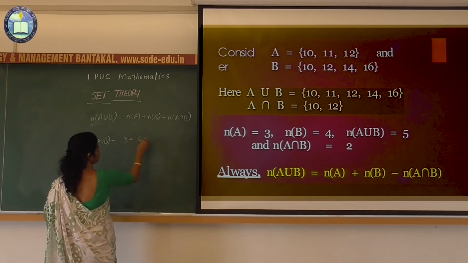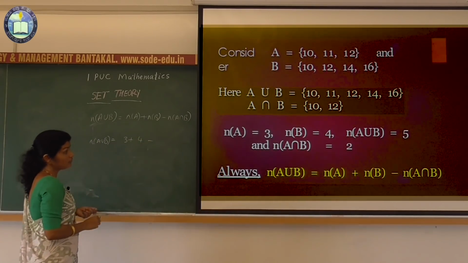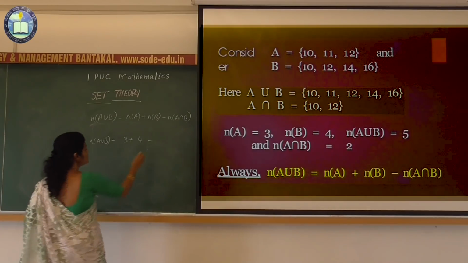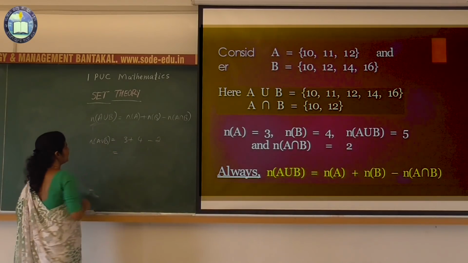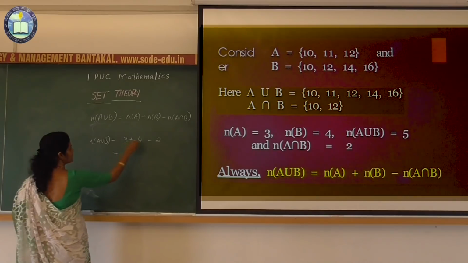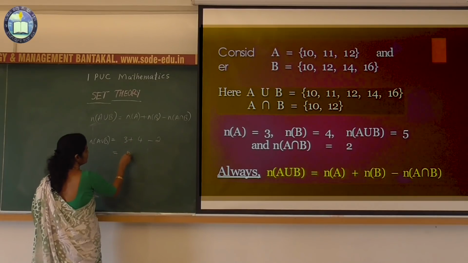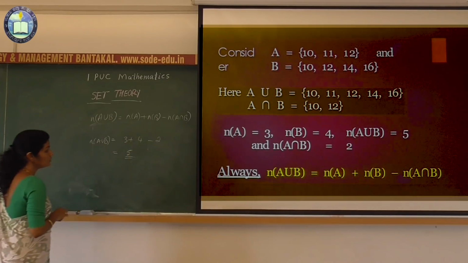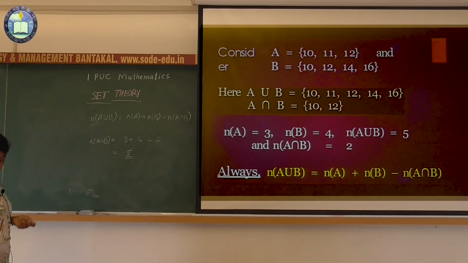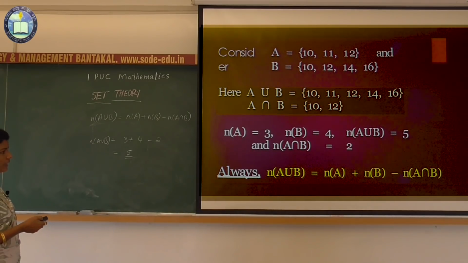is 4, minus n of A intersection B, that is 2. So we get the cardinality of A union B. 4 plus 3, 7 minus 2, that is 5. So the union consists of 5 elements. See here, n of A is 3, n of B is 4, n of A union B is 5.